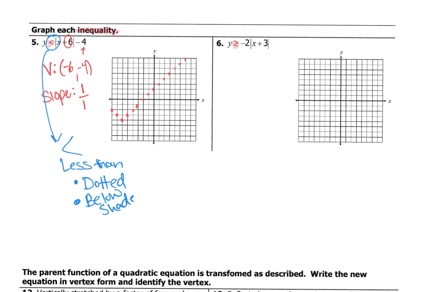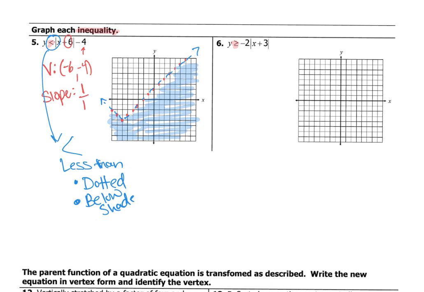So we're going to connect with a dotted line. And shading below will be everything underneath. Here's my vertex, so everything underneath. So this is all below. Okay, and that one's done. Moving on to number 6.